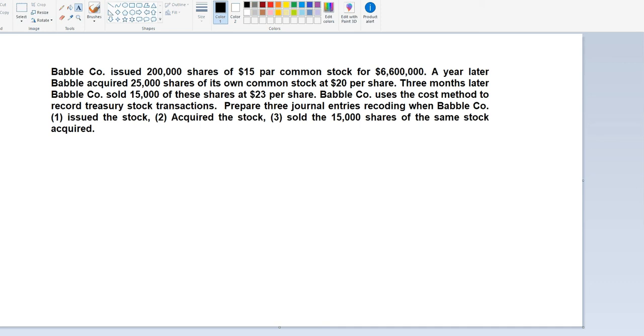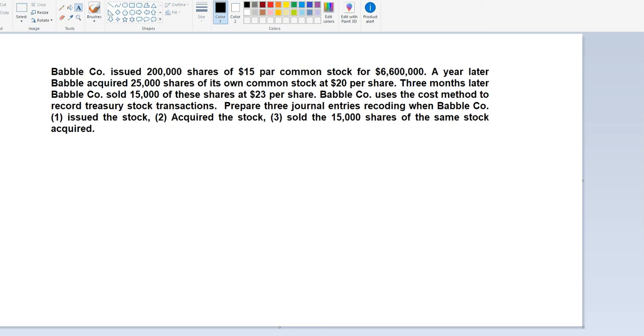Babel Company issued 200,000 shares of $15 par common stock for $6.6 million. A year later, Babel acquired 25,000 shares of its own common stock at $20. Three months later, it sold those same shares at $23 per share. Not all of them, but it sold 15,000 of those shares at $23 per share. Babel Company uses the cost method to record treasury stock transactions. So we're going to prepare 3 journal entries. It's actually recording when Babel Company issued the stock, acquired the stock, and sold the 15,000 shares of the same stock acquired. So how do we account for that?